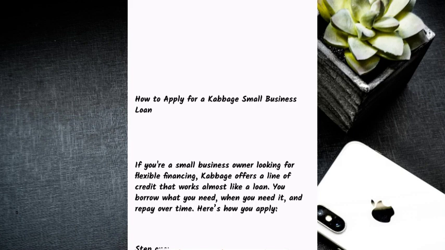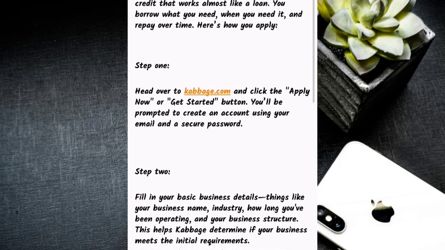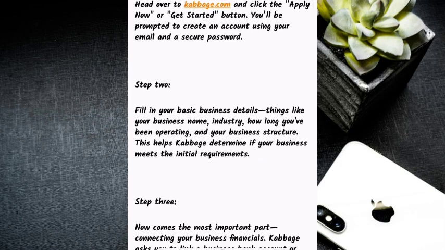Here's how you apply. First step is head over to Kabbage.com and click the apply now or get started button. You're going to be prompted to create an account using your email and a secure password. Step 2, fill in your basic business details, things like your business name, industry, and how long you've been operating, as well as your business structure.